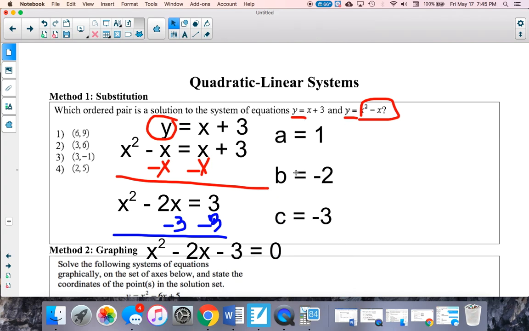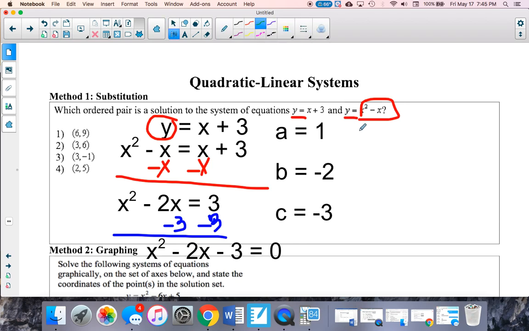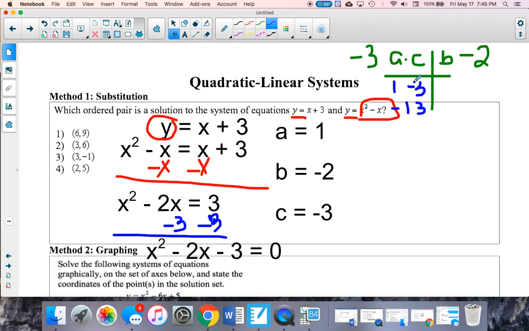Let's solve this by factoring. Let's review how to do that. To solve by factoring, you're going to make an a times c table, and the factors need to add up to b. So a times c in this case is negative 3, and our b value is negative 2. Negative 3, I can have 1 and negative 3, and I can also have negative 1 and positive 3. The one that will add up to negative 2 is 1 and negative 3.